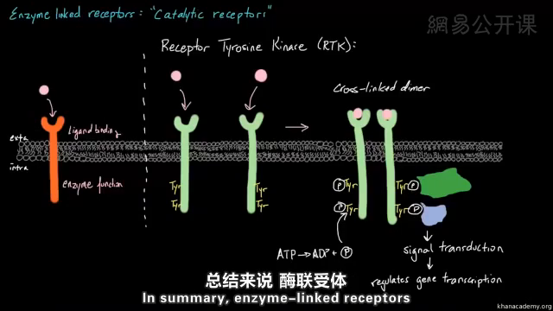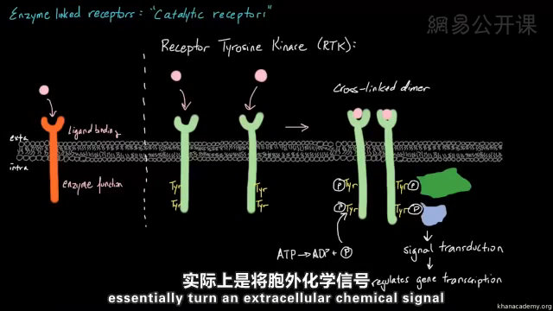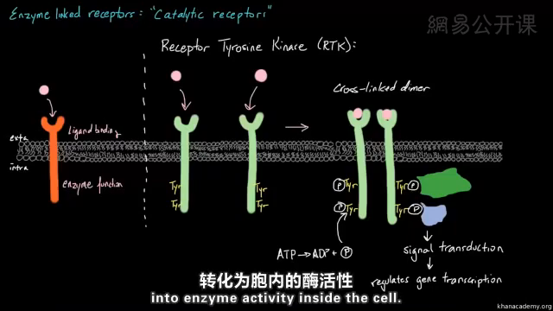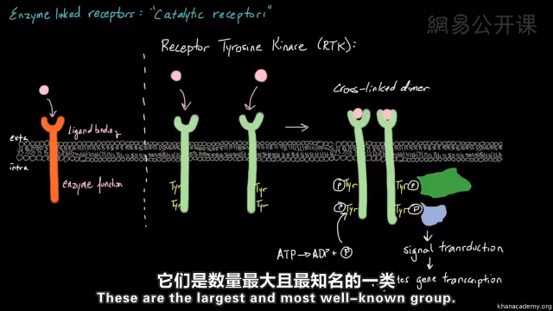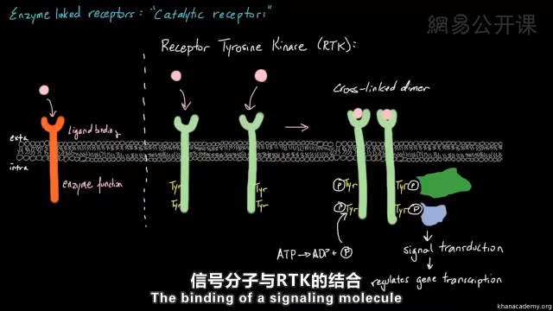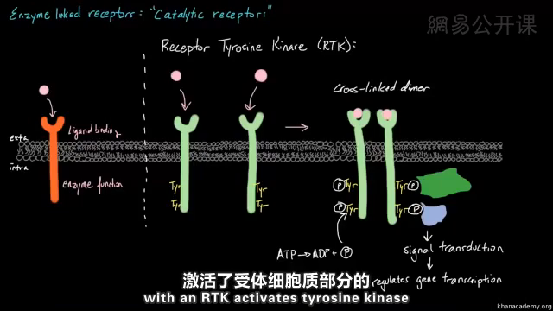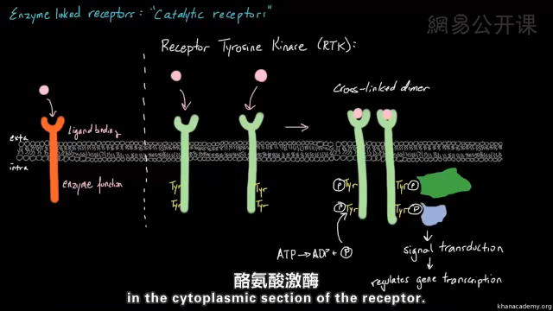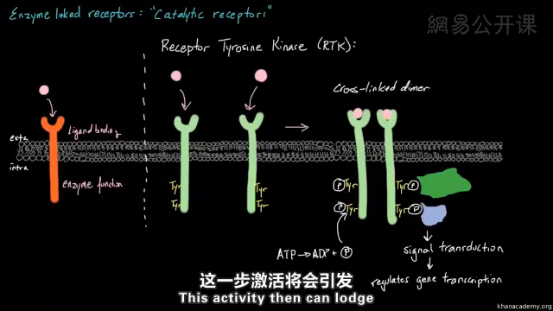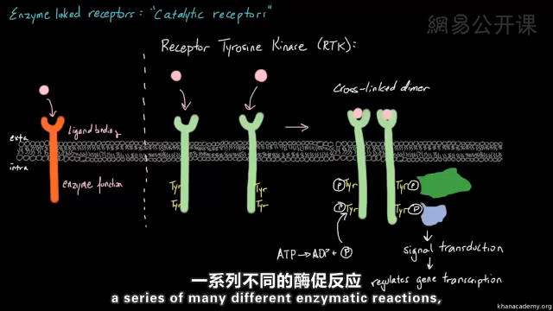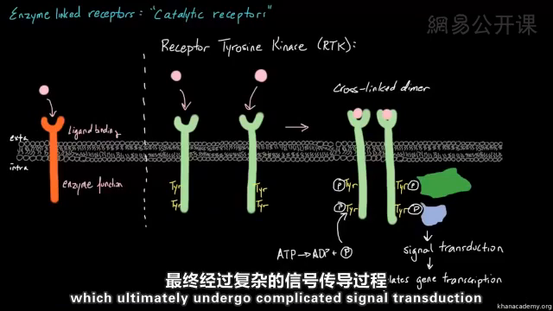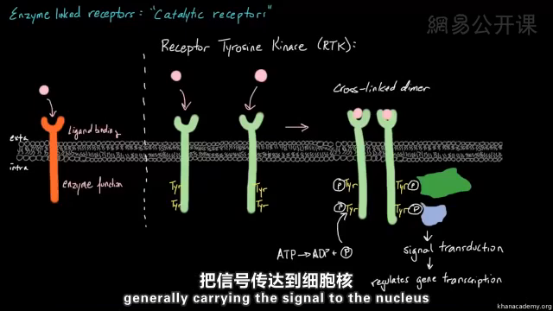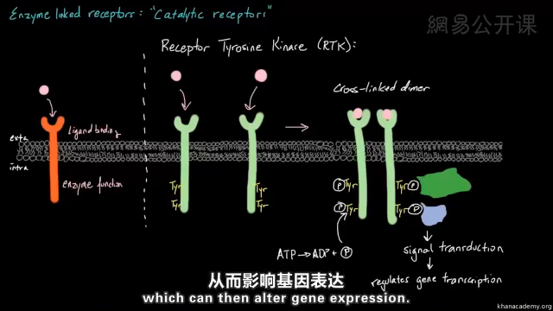So in summary, enzyme-linked receptors essentially turn an extracellular chemical signal into enzyme activity inside the cell. Specifically, the most well-known of those are receptor tyrosine kinases, and these are the largest and most well-known group. The binding of a signaling molecule with an RTK activates tyrosine kinase in the cytoplasmic section of the receptor. This activity then can launch a series of many different enzymatic reactions. It can bind different proteins, which ultimately undergo complicated signal transduction, generally carrying the signal to the nucleus, which can then alter gene expression.